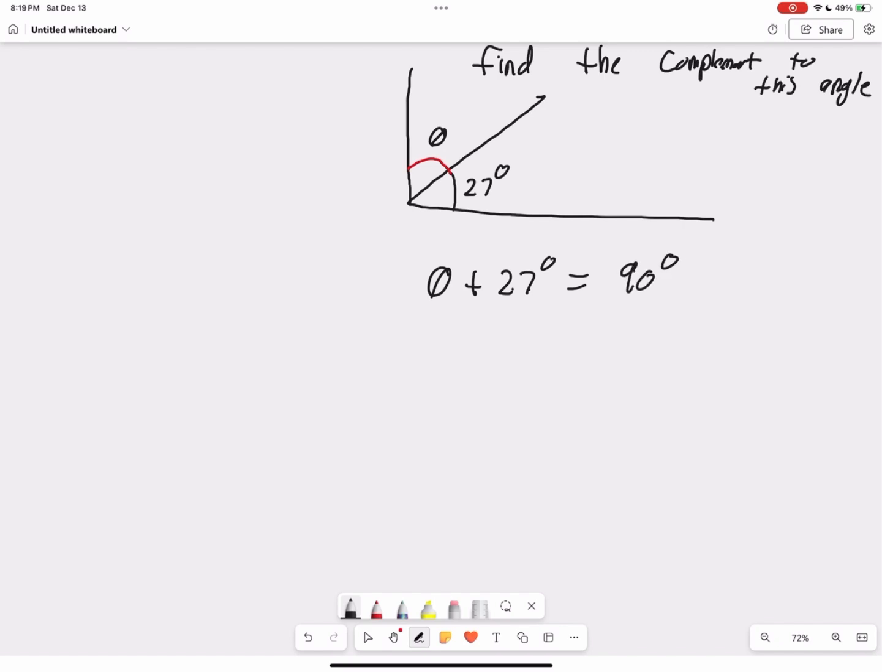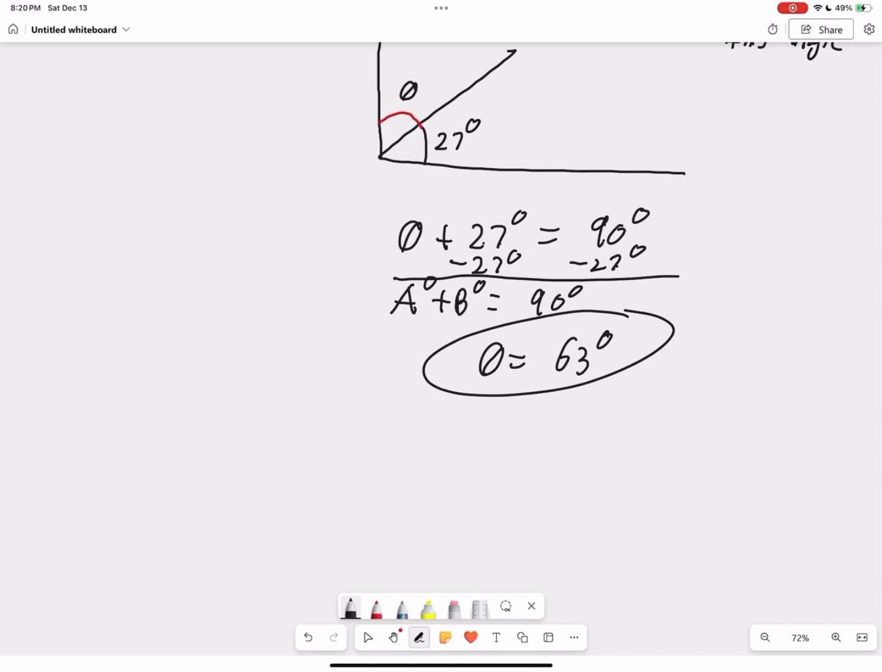Remember, I just used this formula, the angle A plus angle B equals 90 degrees. And I just plugged in theta for A and B for 27. So anyway, I'm going to subtract 27 degrees from both sides. And I'm going to get 90 minus 27, which is 63. So theta is equal to 63 degrees.